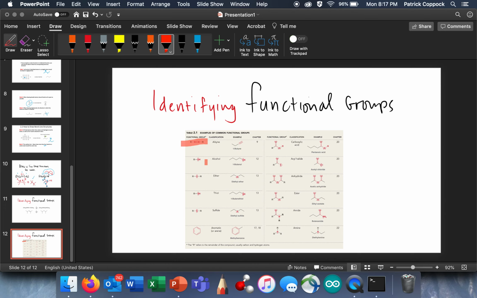So an alcohol, which is the second one, has a characteristic OH group on it, right? Its name is alcohol. Here's an example. What is that? 1-butanol. I can see it now. 1-butanol, you can see there's the OH, right? Shows up in chapter 12.